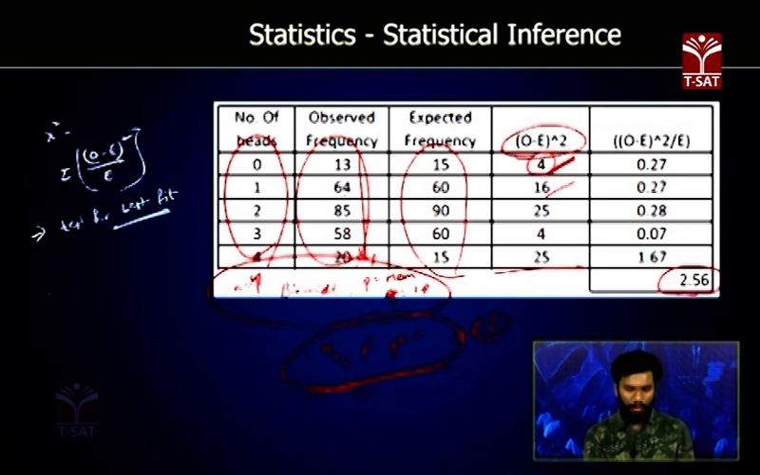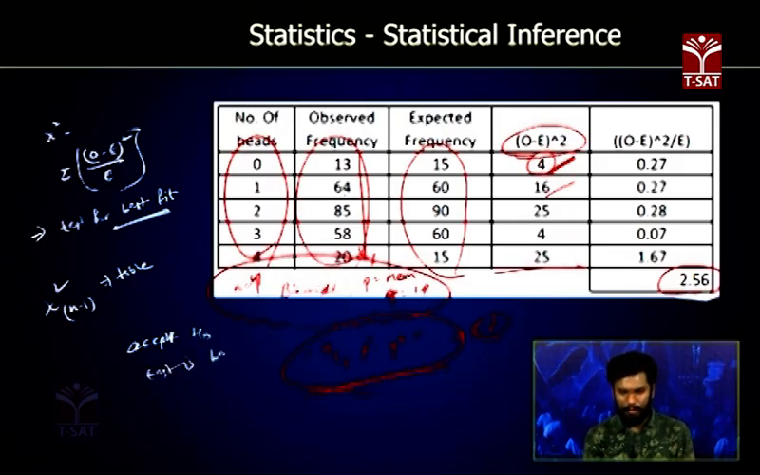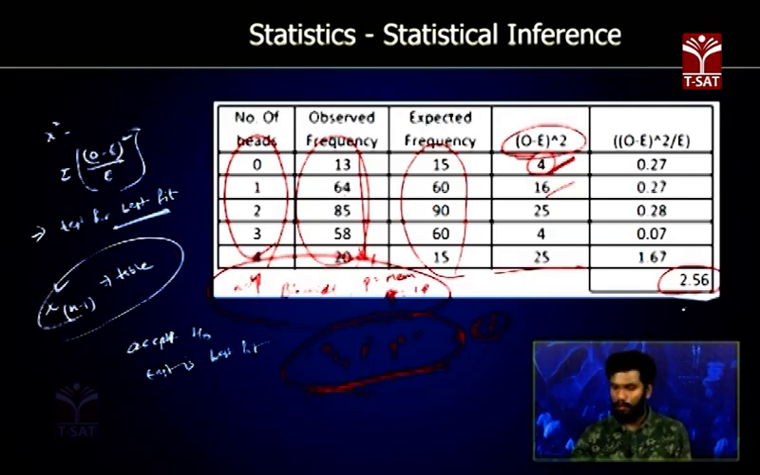We equate this sum with the chi-square distribution with n minus 1 degrees of freedom. So when you find this value from the table, if the calculated value is less than the table value, then you have to accept the h0, which means the test is a best fit. If the calculated value is greater than the table value, then you have to reject the h0. That we can say that the fitted distribution is not the best fit.